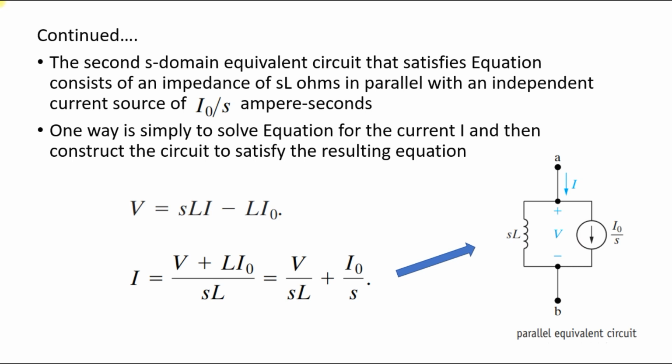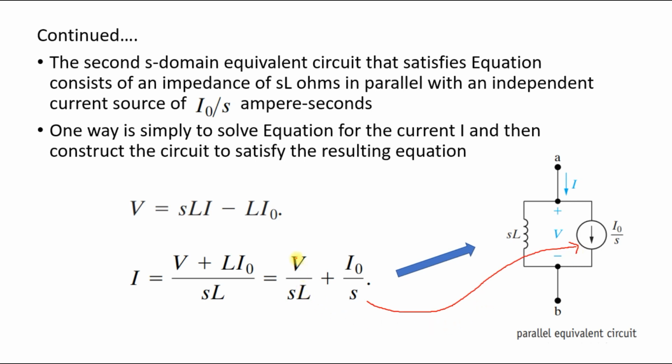Okay, so here the same voltage equation we write, V equal to SLI minus L into I naught. If I want to find the parallel equivalent circuit, I want to find I, so I equal to V plus L into I naught divided by S into L. If I separate this, V by SL plus I naught by S, I naught is nothing but my initial current, so this I naught by S is replaced by a current source.